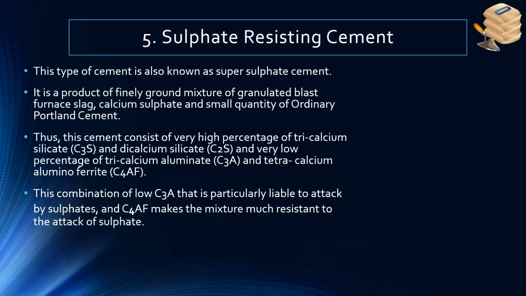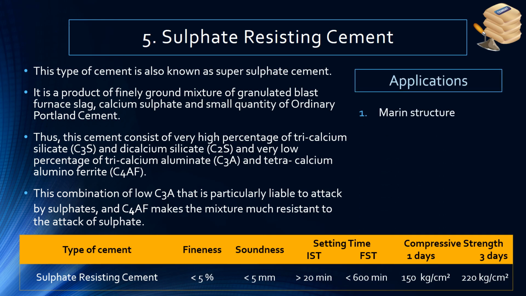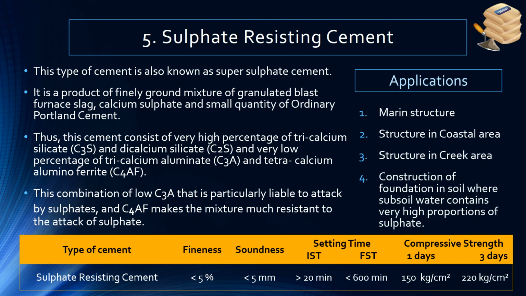Then, properties of sulfate-resisting cement are: fineness less than 5%, soundness less than 5 mm, initial setting time more than 20 minutes, final setting time less than 600 minutes, compressive strength after 1 day 150 kg per square centimeter, compressive strength after 3 days 220 kg per square centimeter. Then applications: marine structures, structures in coastal areas, structures in creek areas, construction of foundations in soil where subsoil water contains very high proportions of sulfate.